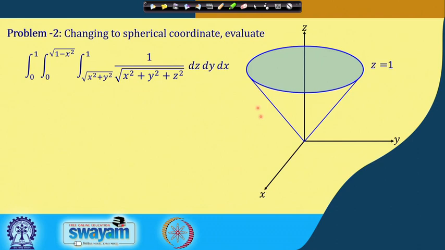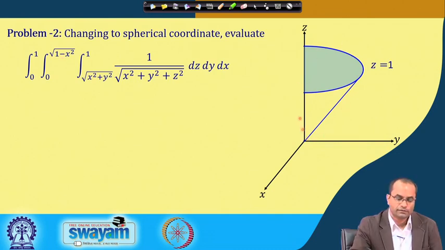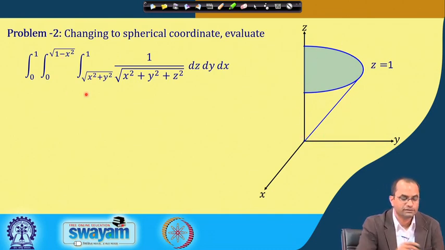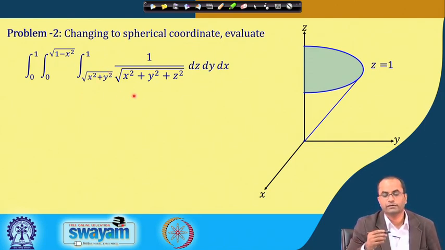So, this is the cone up to z is equal to 1, and it starts from the origin. As we just discussed, x from 0 to 1 and y from 0 to square root 1 minus x square suggest that we are in the first quadrant of the xy plane. So, naturally this is the cone which is represented here, and now we need to convert into spherical coordinates.